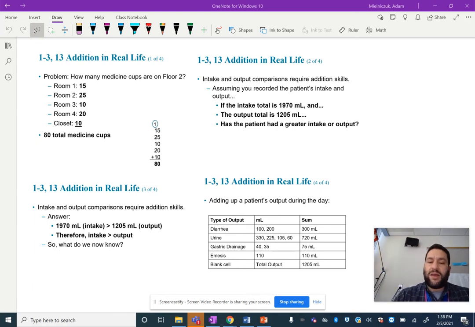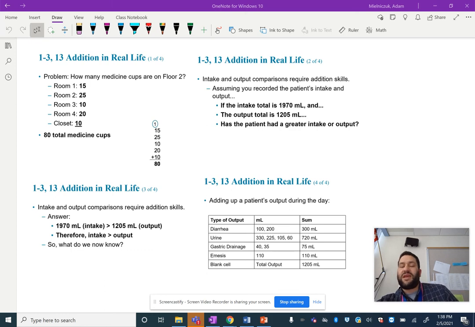Okay. As you can see from here, this might be a chart that you see as you go into a hospital room, and you might see that this patient had diarrhea twice. The first time it was about 100 milliliters, the second time about 200, for a total amount of 300 milliliters. They may have a urine bag, and in this urine bag, they might have used it 4 separate times, and those were the amounts of urine that was discharged for a total of 720 milliliters, so on and so forth.